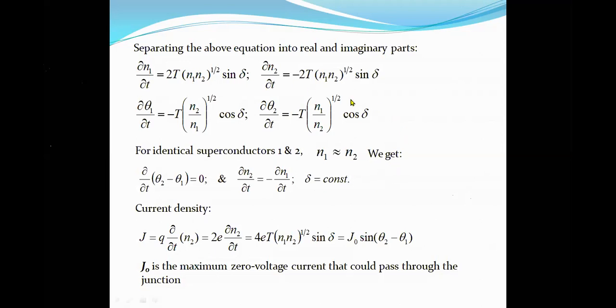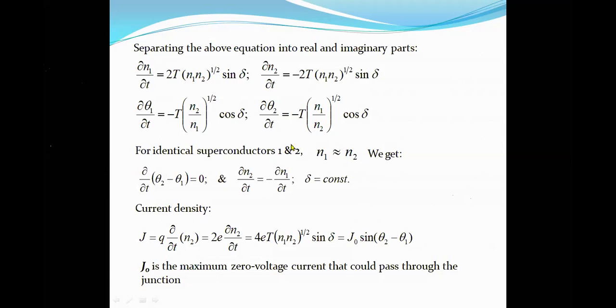So just see if this is correct, and I will now make the assumption here that n1 is equal to n2. So the density of superconductors on side 1 and side 2 are equal, because we assume that these two superconductors on both sides of the junction are identical. So that is an assumption. So then n1 is almost equal to n2. That's what we take here.